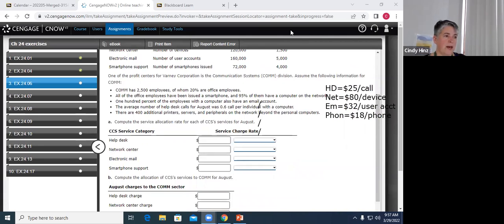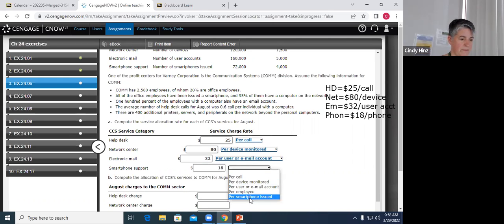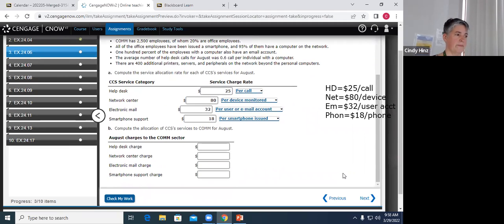Okay, so we can now plug in our answers that I put over there on the side now that I can scroll down. So the help desk is going to be allocated at $25 per call. The network center is going to be allocated at $80 per device. Electronic mail, $30 per user account. And smartphone, $18 per phone. Okay. Everybody good?